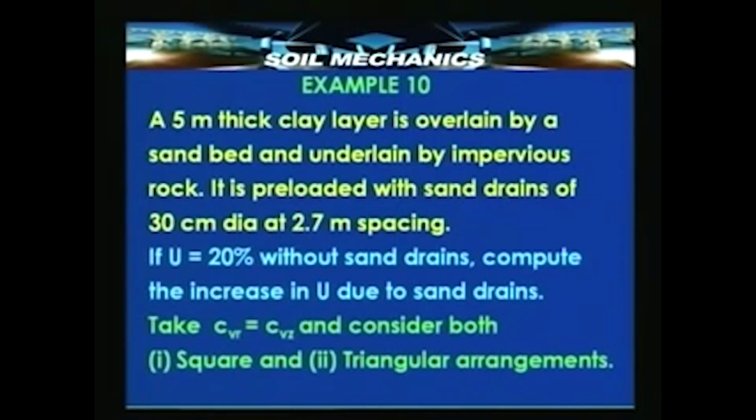For convenience, let us take CV for vertical direction as well as radial direction as equal, and as far as the sand drains are concerned, which are of 30 centimeters diameter and at a spacing of 2.7 meters, let us consider both possible arrangements, that is the square and the triangular arrangements, and then find out if U is 20%, what is the corresponding U with radial consolidation, and therefore how much improvement is taking place in U.